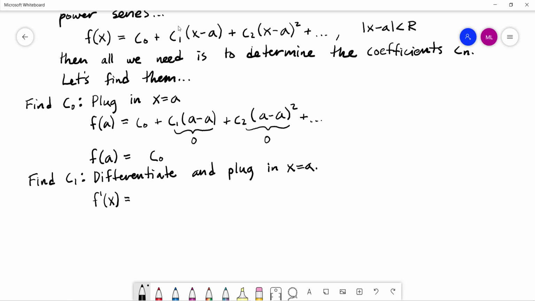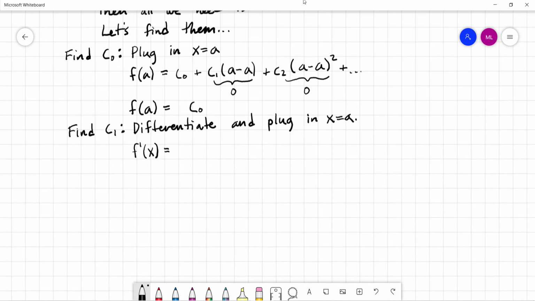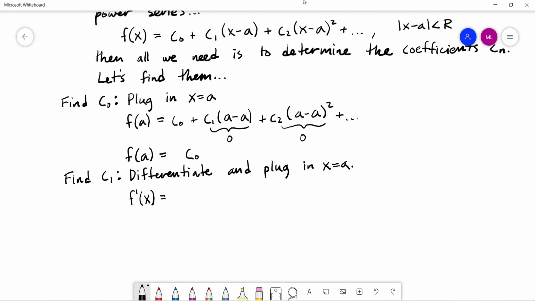The derivative of this term will just be c1. You can think of it as c1x minus c1 times a, which is just a constant. So the first term that shows up in our first derivative is simply going to be c1, because we take the derivative with respect to x, and the derivative of this portion just becomes 1.